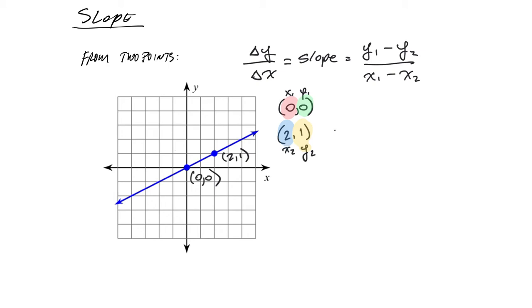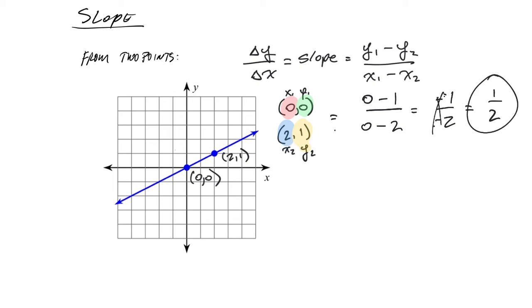So in order to find the change, I take y1, which is 0, and subtract from it y2, which is 1. And then I take x1, which is 0, and subtract from that x2, which is 2. That gives me negative 1 over negative 2. When I have a negative divided by another negative, that gives me a positive. These cancel out, the negatives, and my slope is 1/2. Slope is denoted as the lowercase cursive letter m. Think of it as m for mountain.